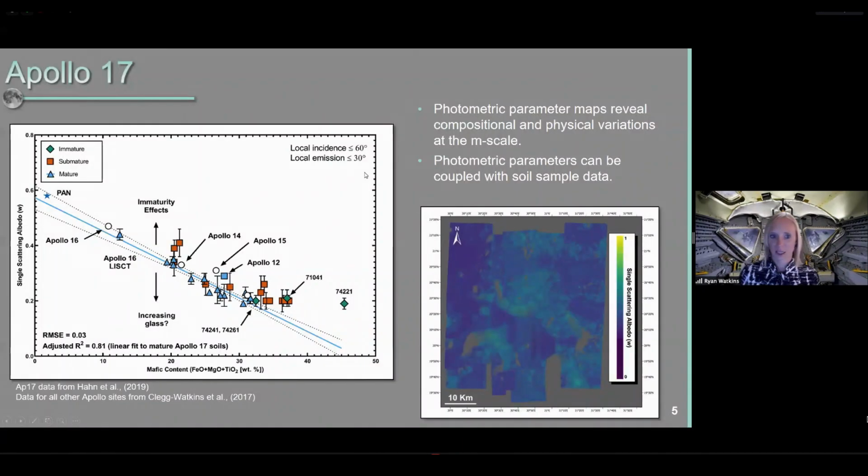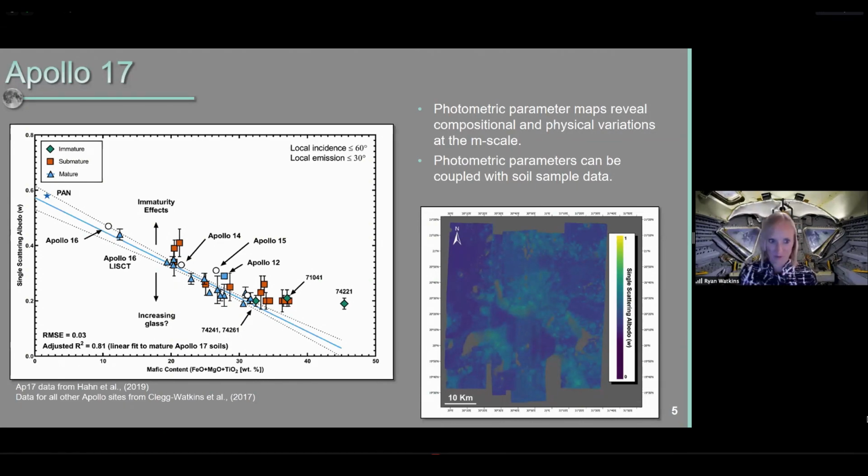So now I'll move into telling you how we're using NAC photometry and these parameter maps at different sites of interest across the moon. One of the best places to start is the Apollo sites, because we have very extensive NAC coverage of these areas as well as sample data.